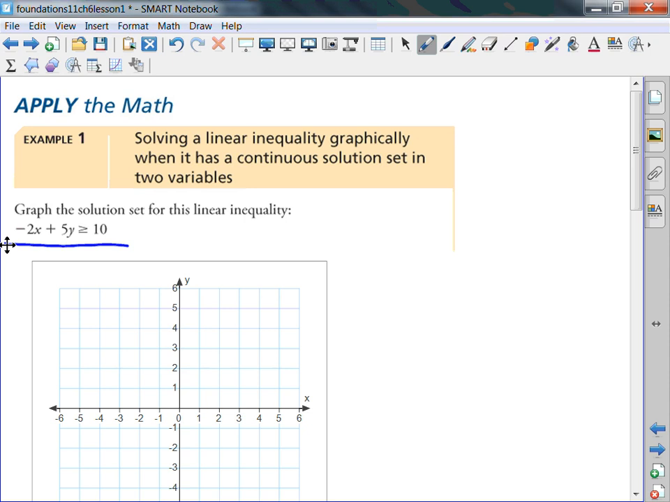What we're going to do to start is find the boundary. And the boundary is essentially just the line. Our job is going to be to determine which side of the line the solution set is going to be found on. We're going to do that a little later.